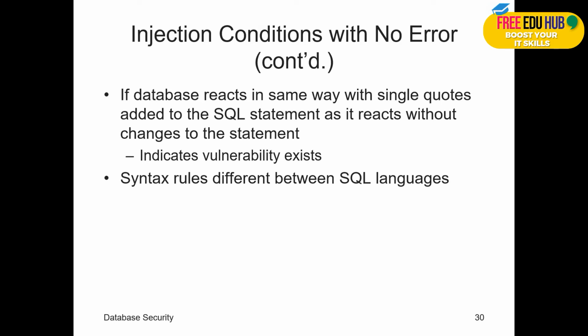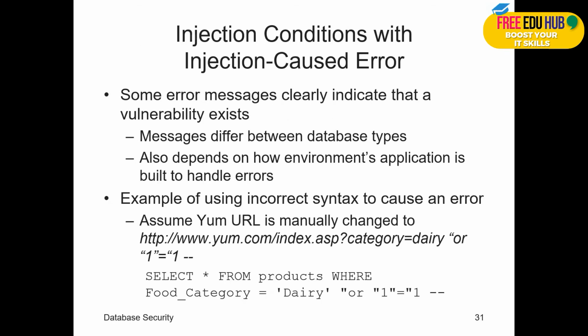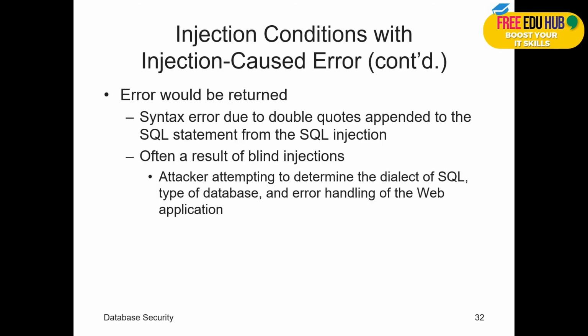Syntax rules differ between the SQL languages, so it's a bit different how you type it in the address. Now, some error messages are produced for the injection conditions; an injection-caused error shows that the vulnerability exists. Messages differ between the database types, and also depend on how the application environment is built to handle the errors. An example of using incorrect syntax to cause an error is dairy or 1 is equal to 1, which would search all products in the category and give an error, returned as a syntax error due to double quotes appended to the SQL statement from the SQL injection.